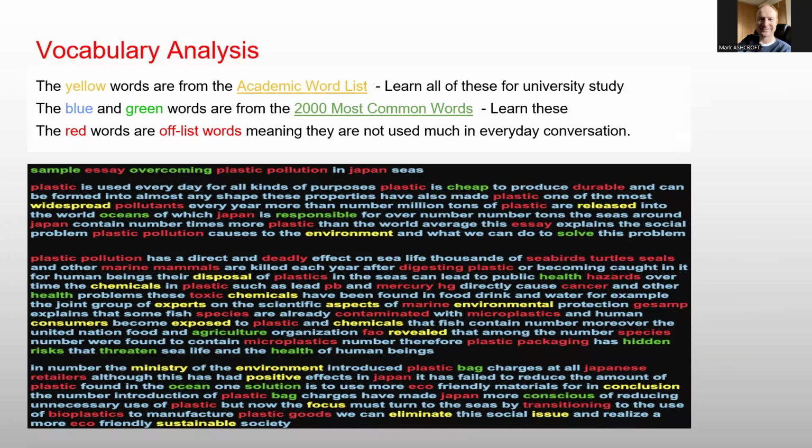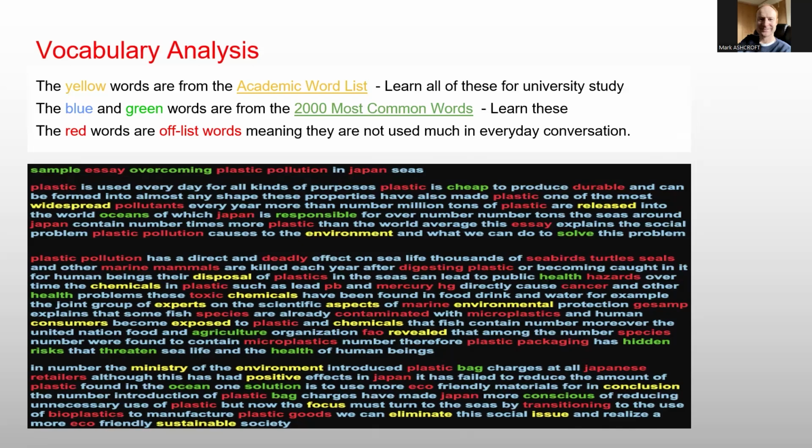As you can see, there are many words, and the words are all in very different colors. There's yellow words, blue words, green words, red words. Here, the yellow words are from the academic word list. These are the words that you will need to prioritize with your vocabulary learning.